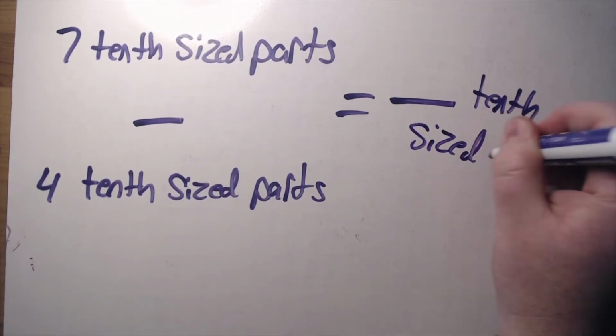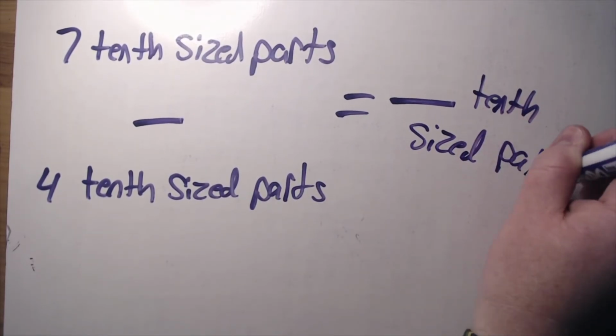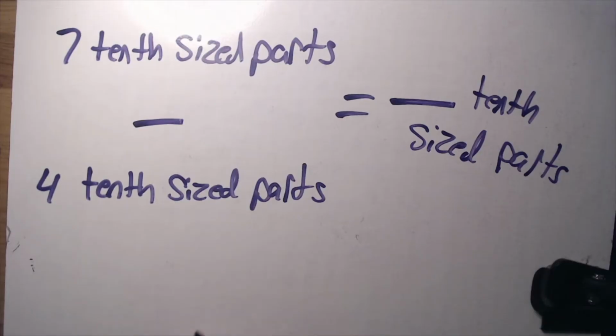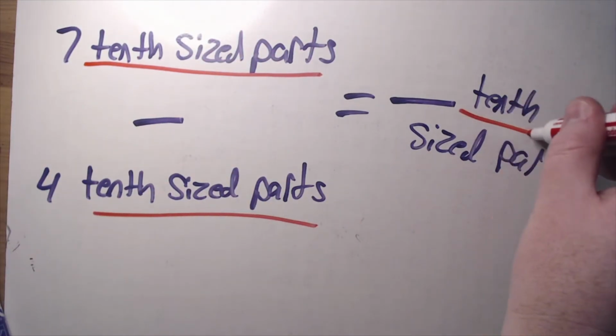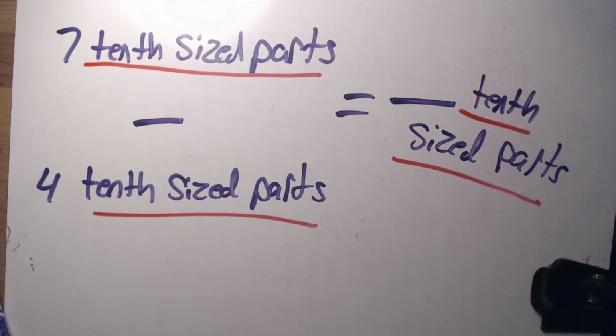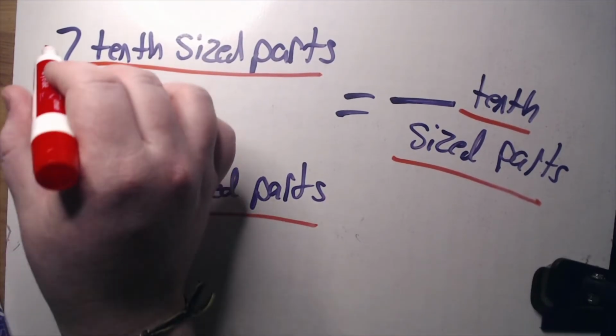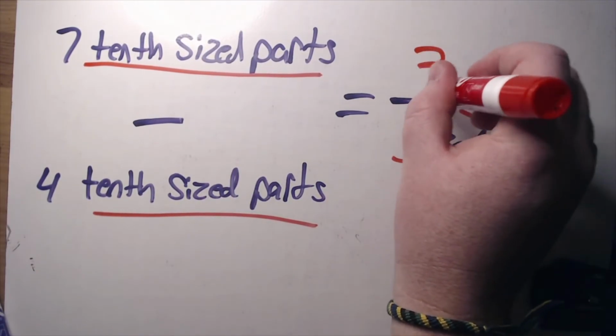And again, the reason why I wrote it this way, especially with the minus in the middle, is just because I'm limited on space. So this is what I'm working with. So we have 7/10 size parts minus 4/10 size parts equals blank 10th size parts. Once again, our back half all matches. The 10th size parts are all the same. It doesn't say like 6th size parts minus 4th size parts. They all say 10th size parts, which means we can do 7 minus 4 equals 3.